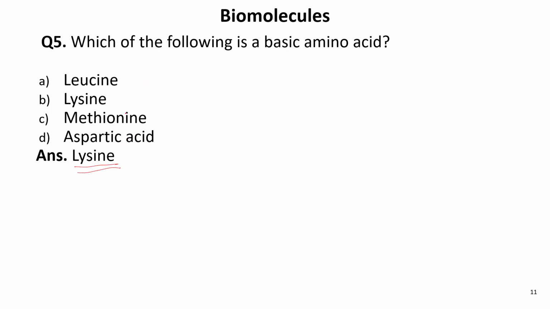So you must remember some of the amino acids which are basic, some are acidic, and some are neutral amino acids. So you must remember that. Leucine and methionine are the neutral amino acids. Aspartic acid and glutamic acid, as I've already told you, are acidic amino acids. And lysine is the basic amino acid.